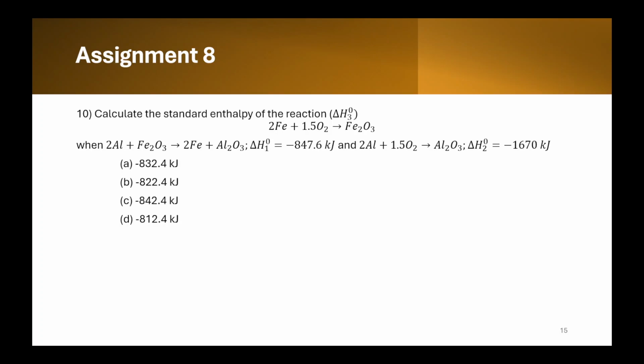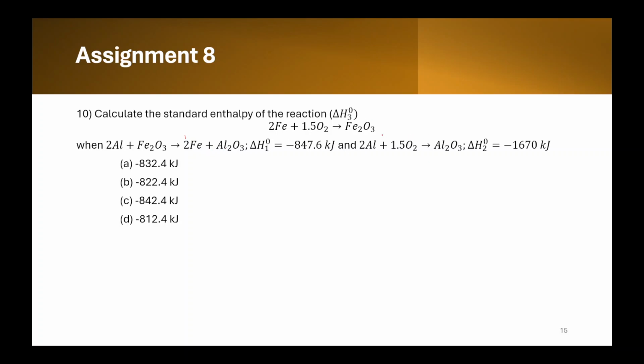Then calculate the standard enthalpy of the reaction. So here we are given this reaction, and we are given other two reactions, and their enthalpies as well. So we need to compute the standard enthalpy of this reaction. So how to get this reaction using these two reactions? So this is R1, this is R2, let it be. So we need to get this reaction from the resultant of these two reactions.